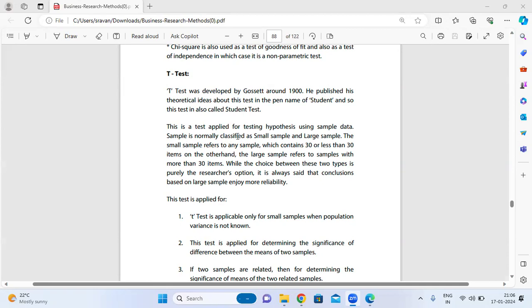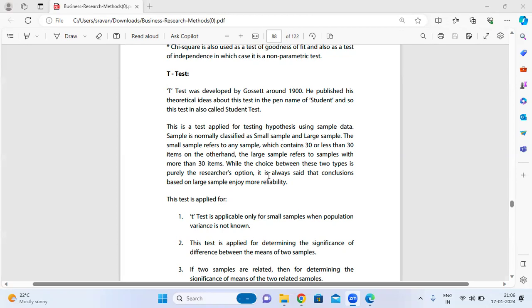Samples are normally classified into small samples and large samples. A small sample refers to any sample which contains 30 or fewer items. A large sample refers to samples with more than 30 items.